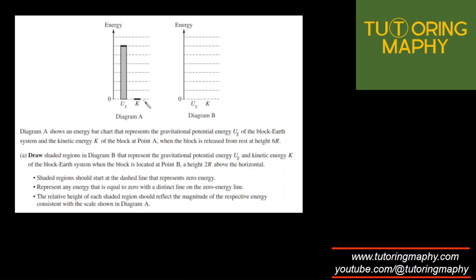So K is just zero. It means that obviously since it is released, there is no kinetic energy and it has a maximum of potential energy because it's at the maximum height.